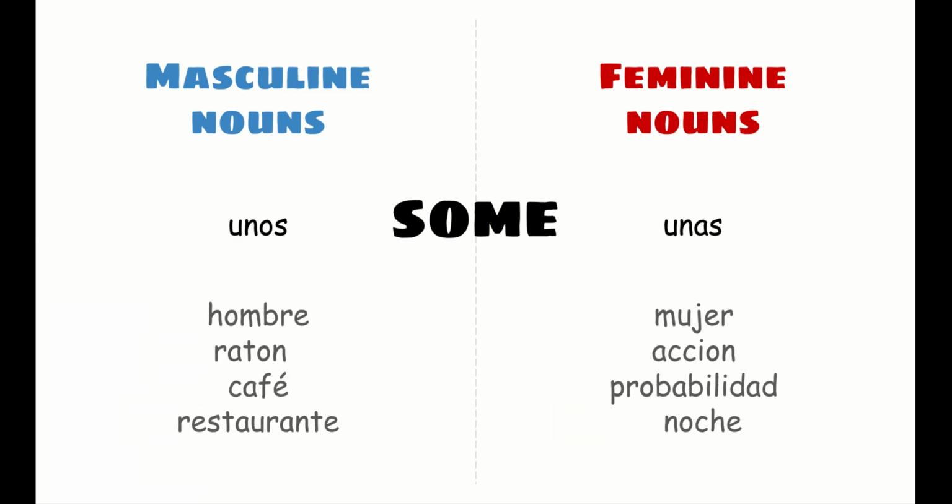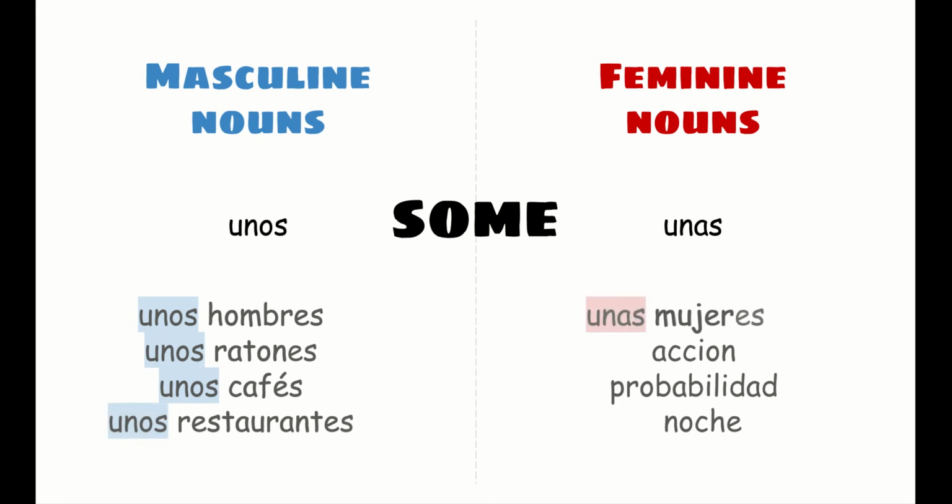And again, it doesn't matter what the ending is, you still need to memorize which gender you're talking about so that you can decide which word you're going to use. So, unos hombres, unos ratones, unos cafés, unos restaurantes, but unas mujeres, unas acciones, unas probabilidades, and unas noches.